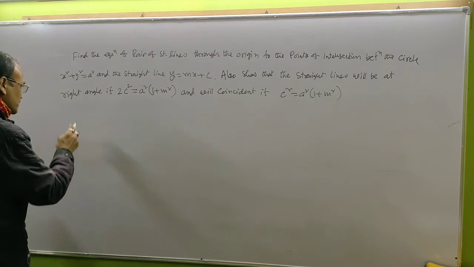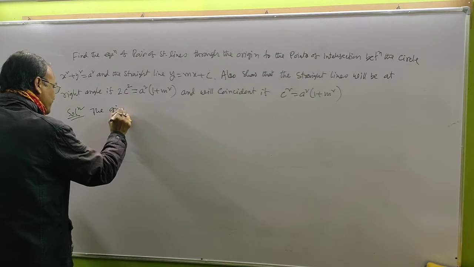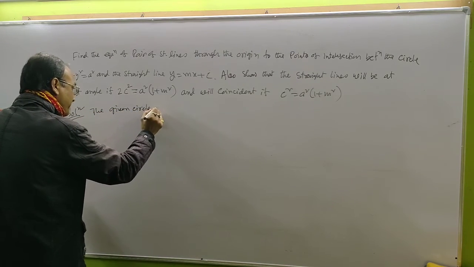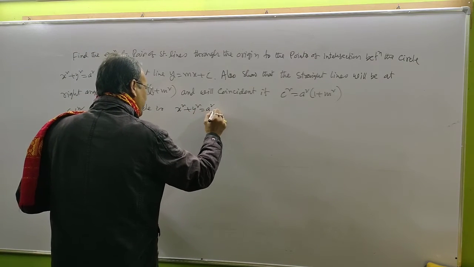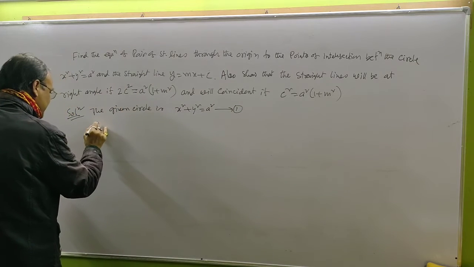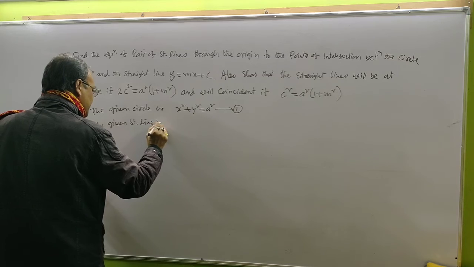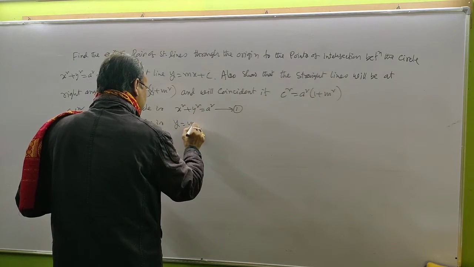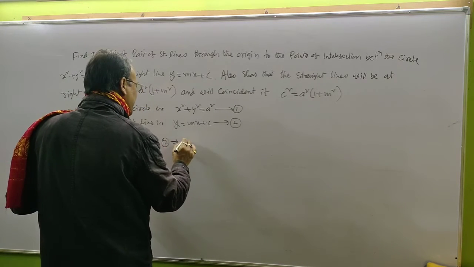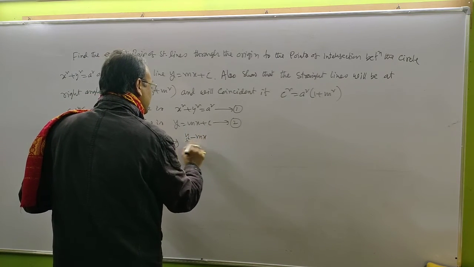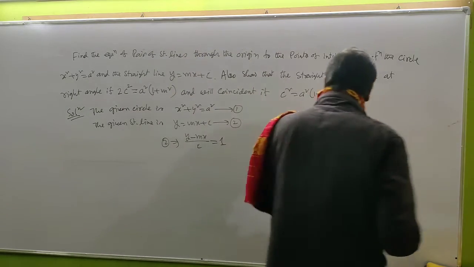Now, solution. The given circle is x square plus y square equal to a square. The given straight line is y equal to mx plus c. From 2 you will get (y minus mx) divided by c equal to 1.